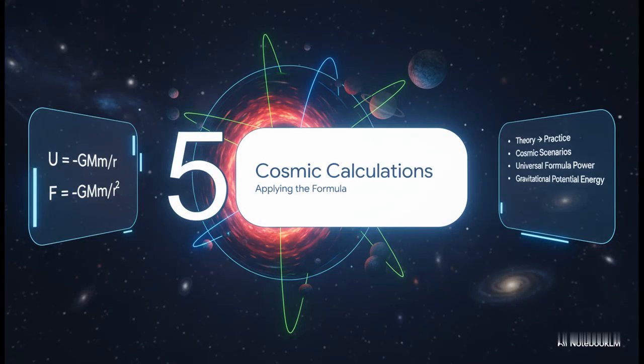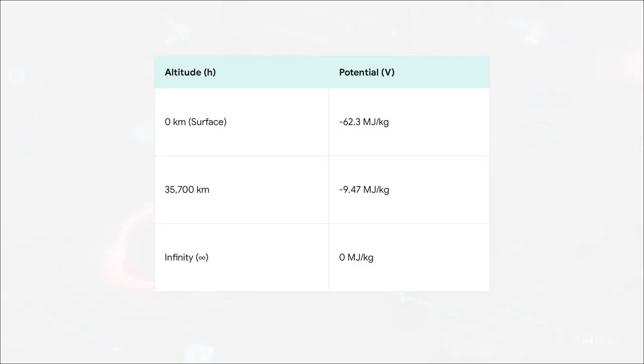Let's put this stuff into practice. This is where we get to see just how powerful this universal formula really is when we start looking at actual cosmic scenarios. This table shows it perfectly. Look at how the gravitational potential, that property of the location, changes as you get further away. At 1,000 kilometers up, it's a significant negative number. But as you go out to 50,000 or 100,000 kilometers, that number gets smaller. It gets less negative, climbing closer and closer to that 0 point way out at infinity.